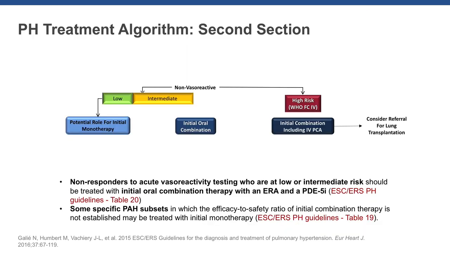Now let's look at the second section. The majority of the patients are not vasoreactive, and so what do we do? How do we make that initial treatment decision? Well, patients who are non-responders and who are at low or intermediate risk should be treated with initial oral combination therapy, and the data is best for an ERA and PDE5. But there are some subsets in which the efficacy to safety ratio of initial combination therapy is not well established, and we may consider initial monotherapy for some of those patients, particularly the low-risk patients.